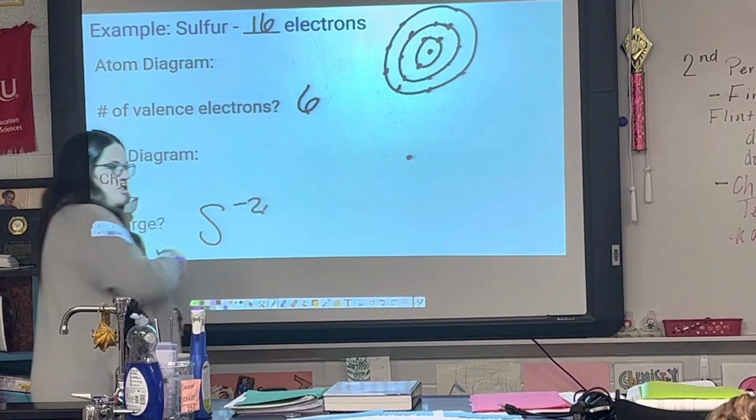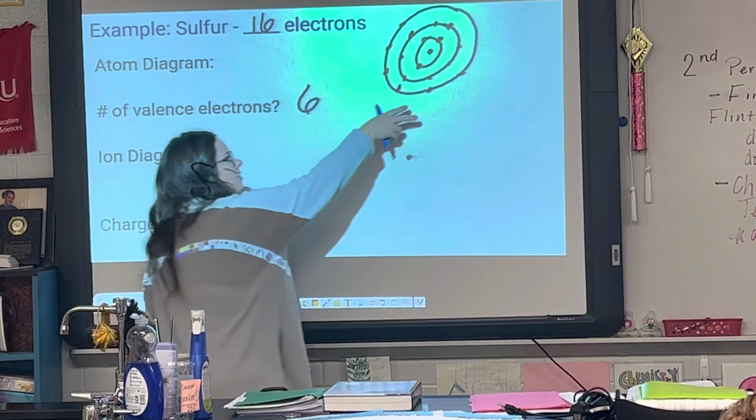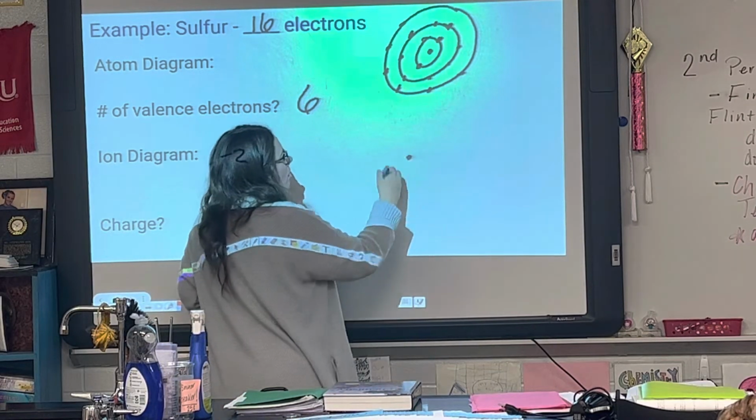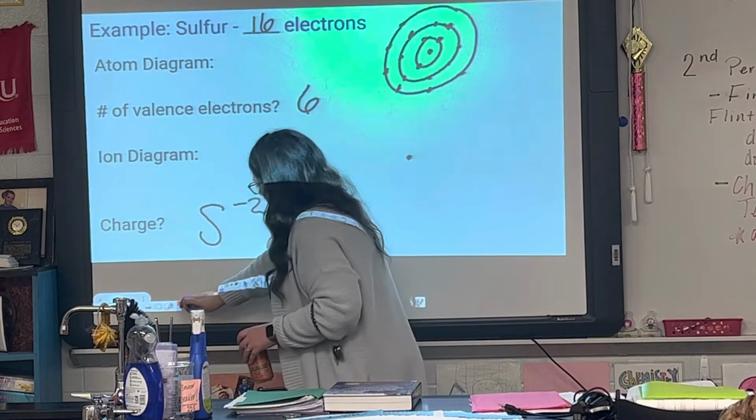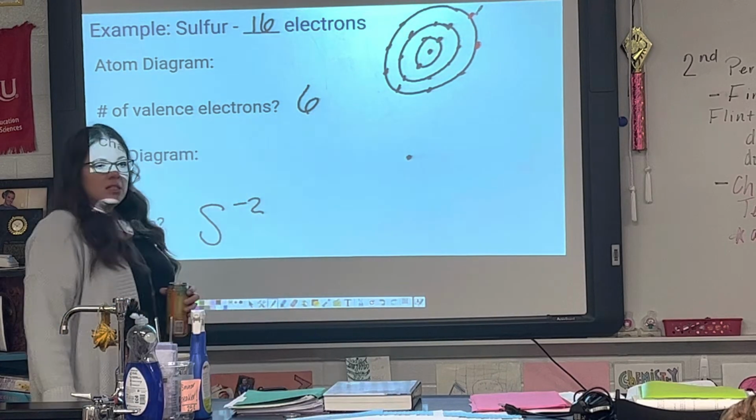Alright, so the ion diagram. Sulfur, what's its charge for group 16? -2. So is it going to gain 2 or lose 2? It gains 2 to where it will now have 8 up here. So instead of redrawing all this, I'm just going to take a different color right here and add 2 more. And now, how many valence electrons does it have?